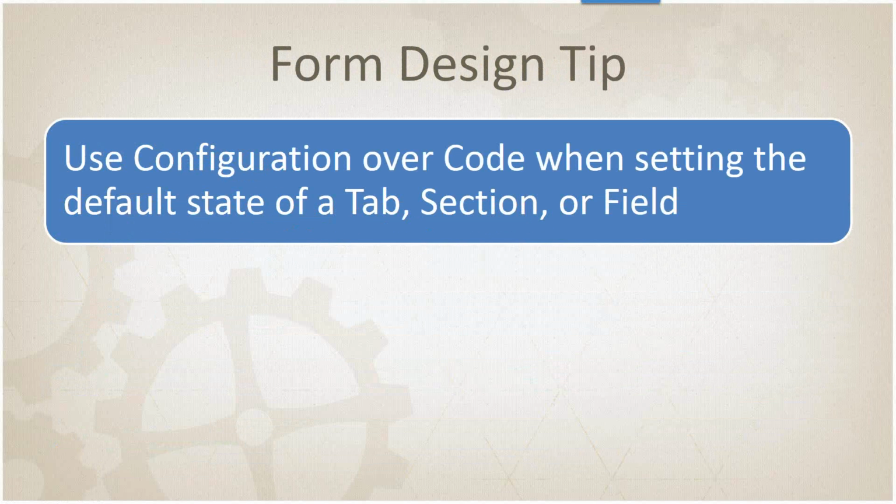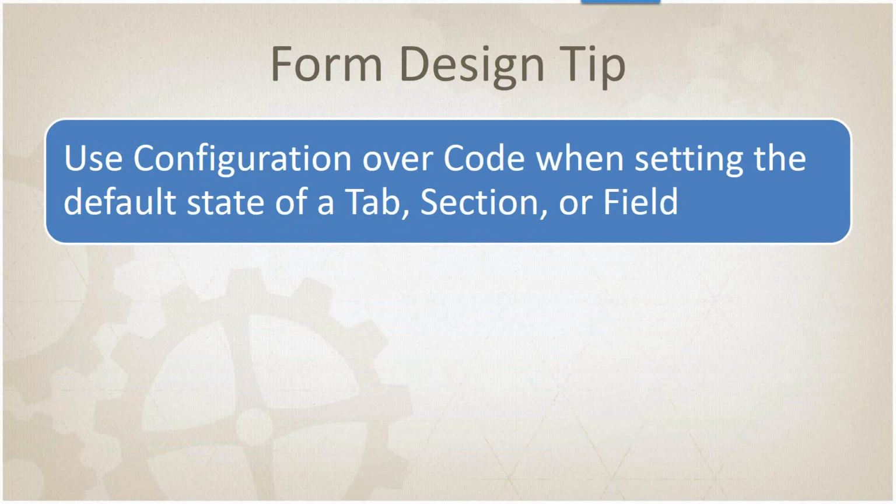The most important tip here, and you'll see this a lot in upgraded scenarios, so we came from CRM 4 to 2011 and up: use configuration over code when setting the default state of a tab, a section, or a field. If you look in your JavaScript on your form and you see a bunch of set visible for a tab, a section, or a field, you need to convert that into a checkbox of the configuration. And here's why.